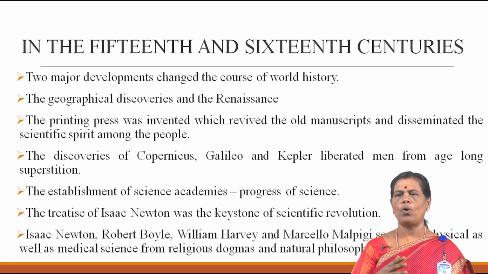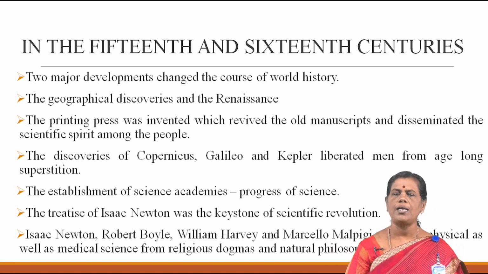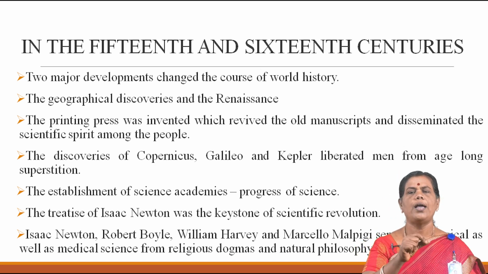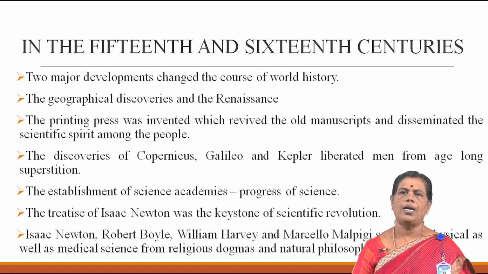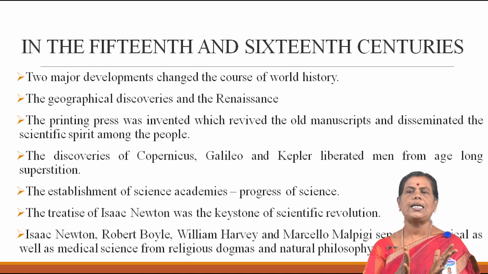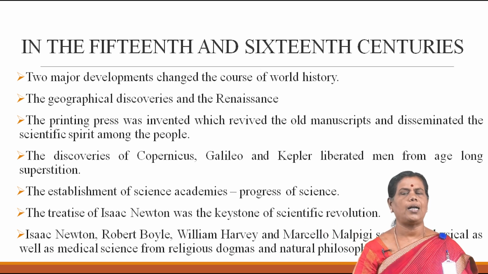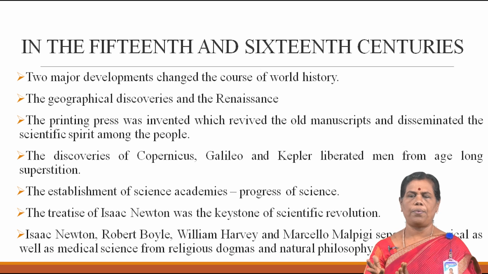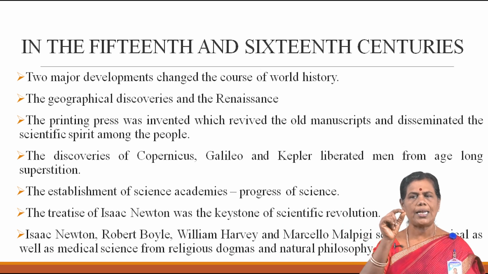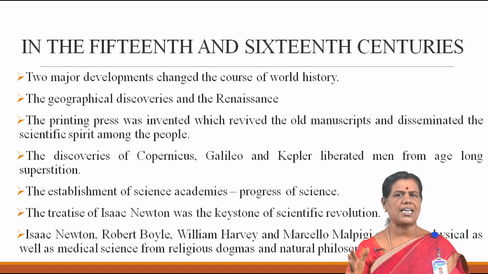Nicholas Copernicus was the founder of modern astronomy. We call him the discoverer of the heliocentric system. Galileo Galilei invented the telescope to study astronomy, and Johannes Kepler gave the laws of planetary motion. What do we call planetary motion? In the 15th century came the establishment of science academies.